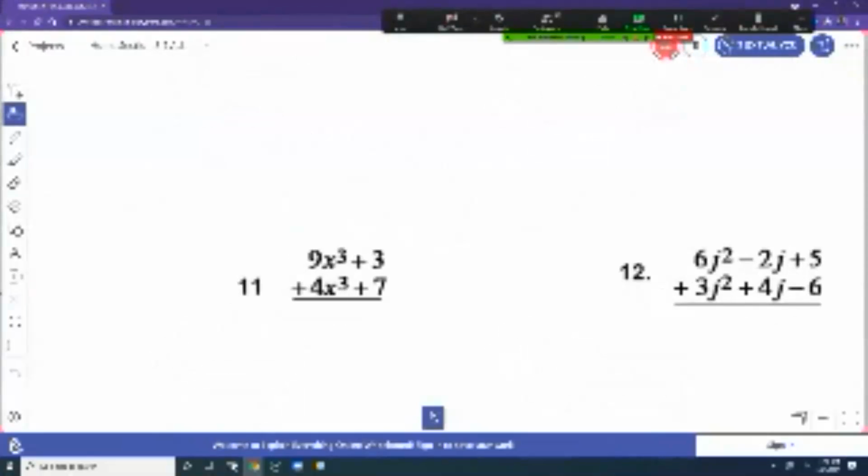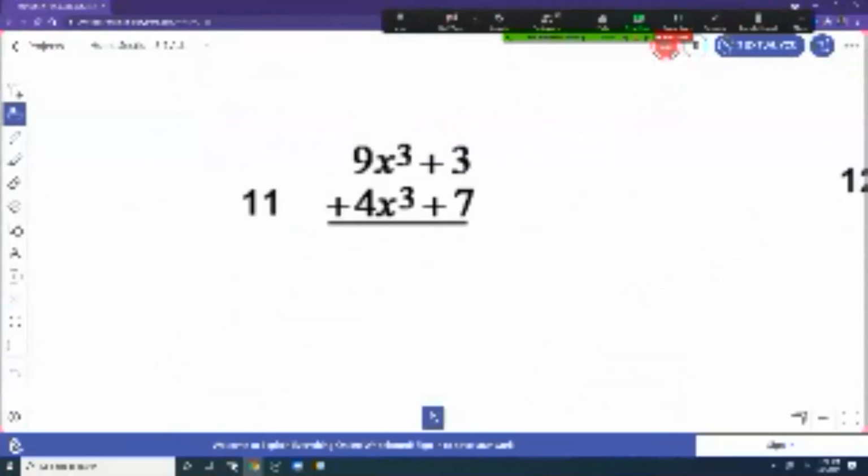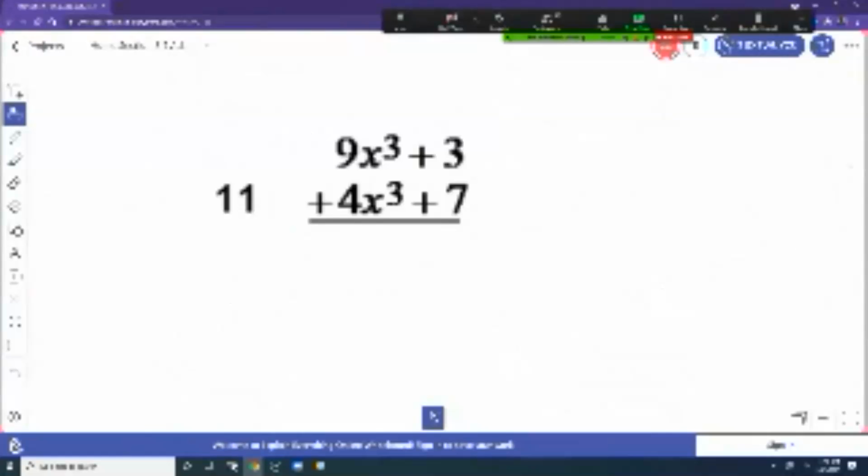Okay. Number 11, it's written vertically, which I like to write it vertically. Are we adding, subtracting, multiplying? What are we doing here? Adding. You're adding like terms. What is 9x cubed plus 4x cubed?